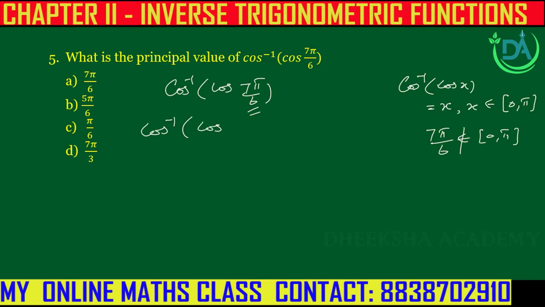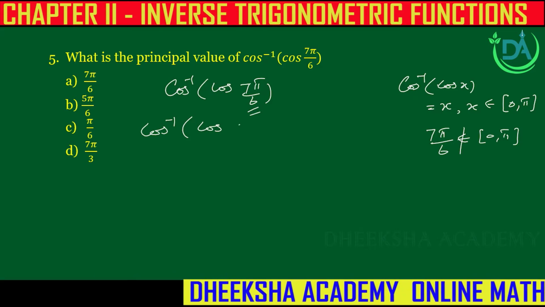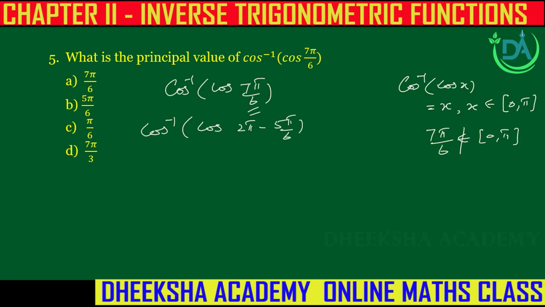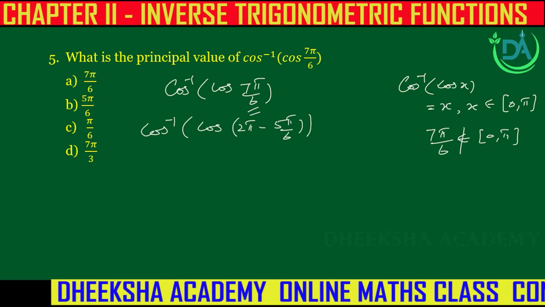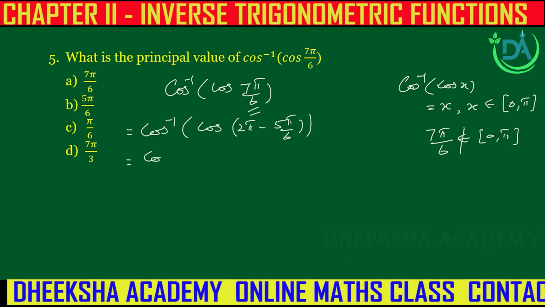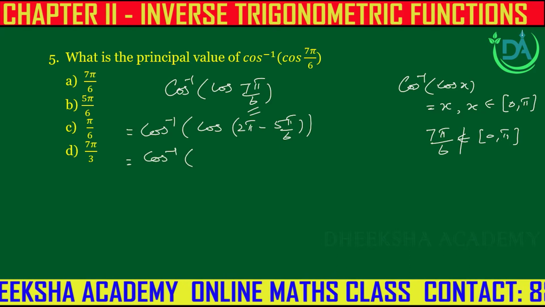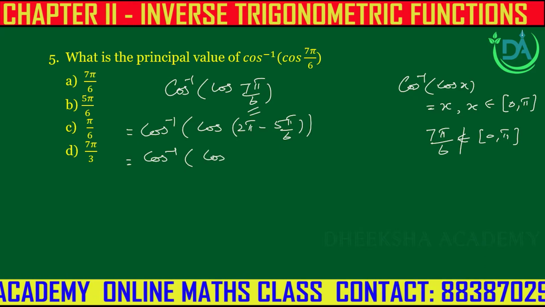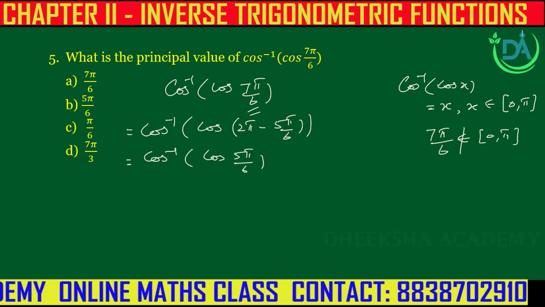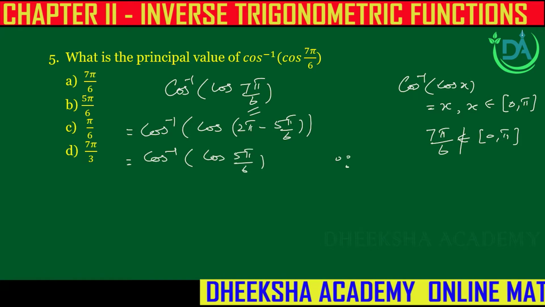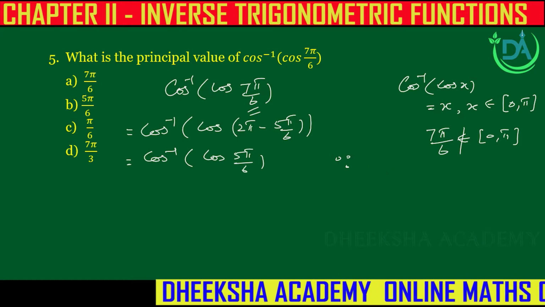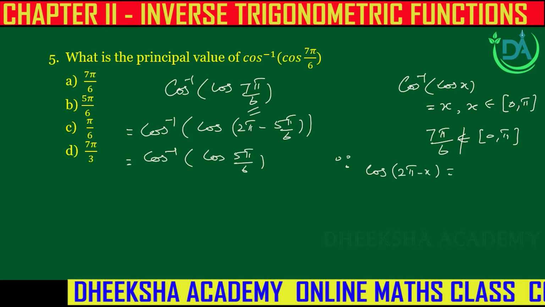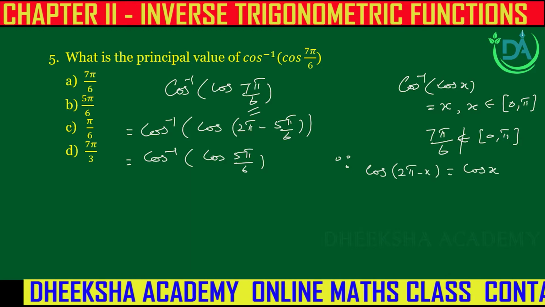We can write 7 pi by 6 as 2 pi minus 5 pi by 6, which is equal to cos inverse of, 2 pi minus 5 pi by 6 is cos 5 pi by 6, since cos of 2 pi minus x is equal to cos x.